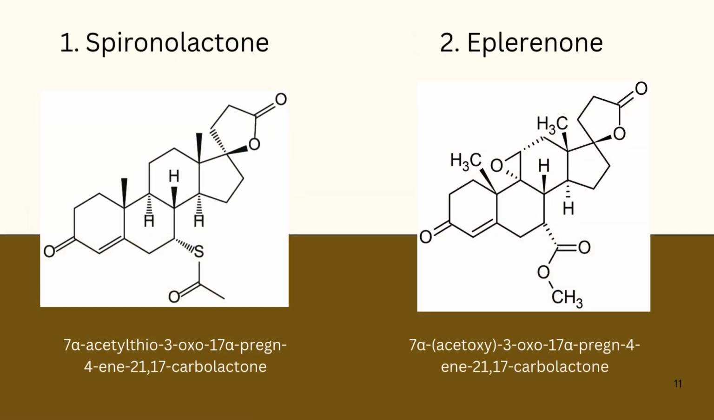1. Spironolactone: 7-alpha-acetylthio-3-oxo-17-alpha-pregn-4-ene-21,17-carbolactone. 2. Eplerenone: 7-alpha-acetoxy-3-oxo-17-alpha-pregn-4-ene-21,17-carbolactone.